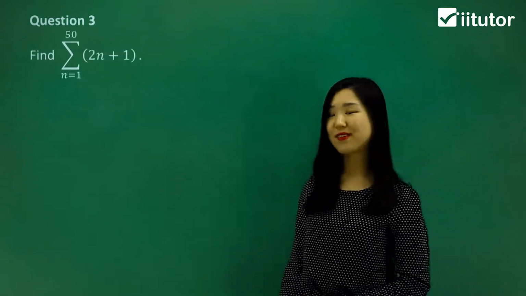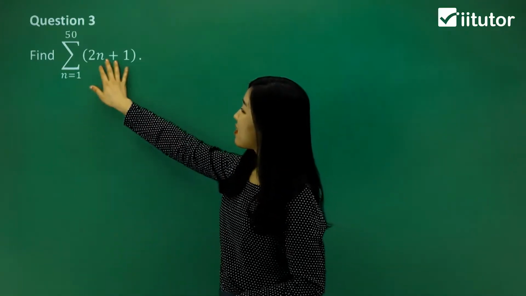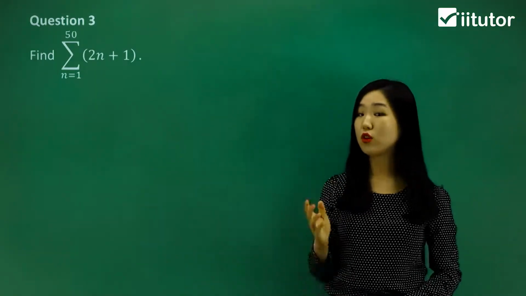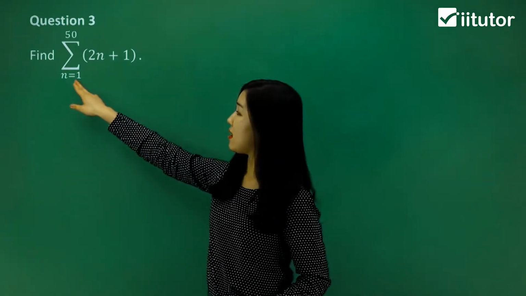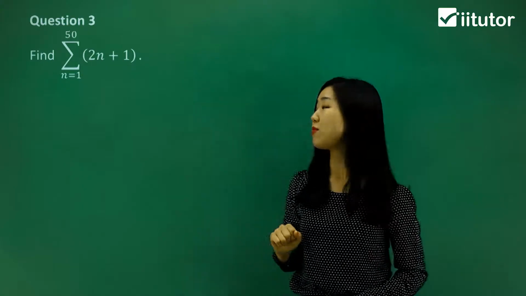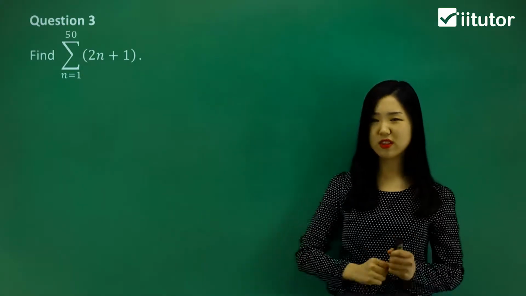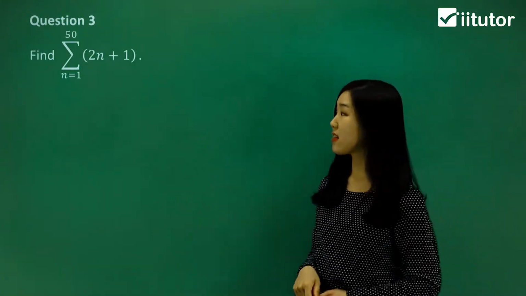Alright, let's go to question 3. You can see that the expression on the side of the sigma notation is 2n plus 1. So again, we do the same thing. You can see that we're starting with n equals 1, and we're going all the way up to n equals 50 this time. So it's going to be quite a large series, isn't it? So let's still try it.